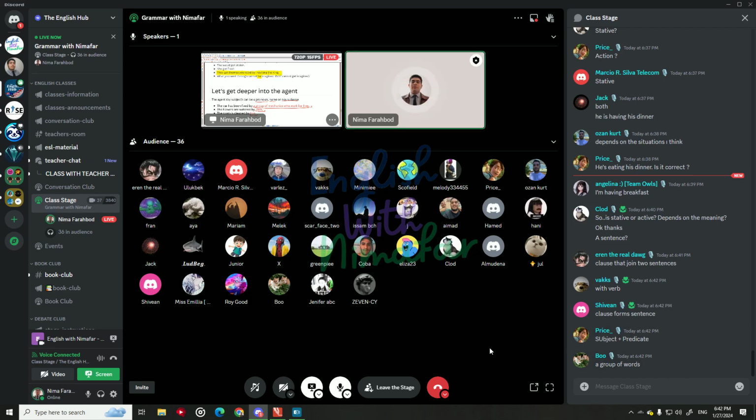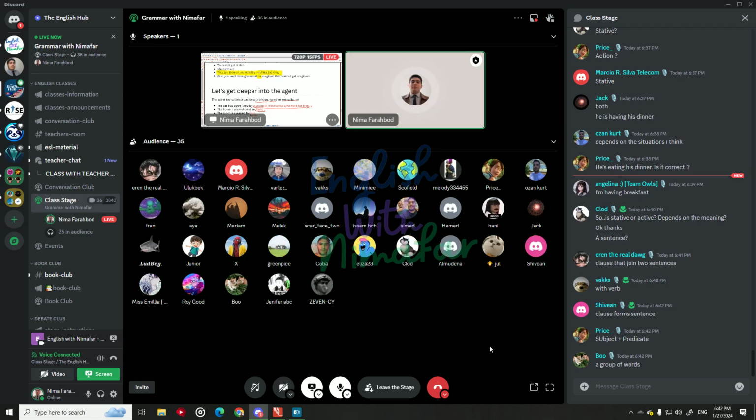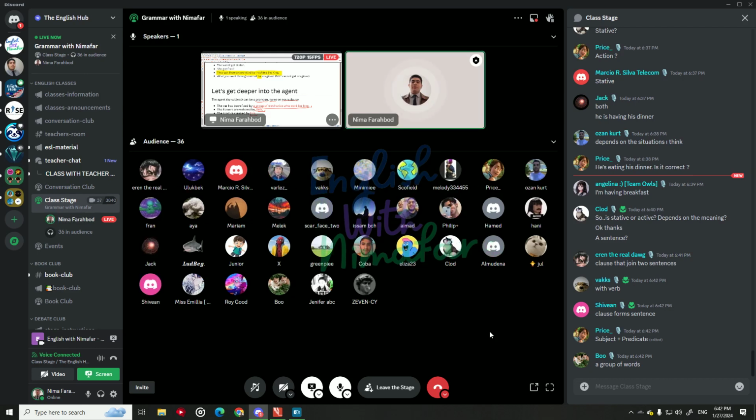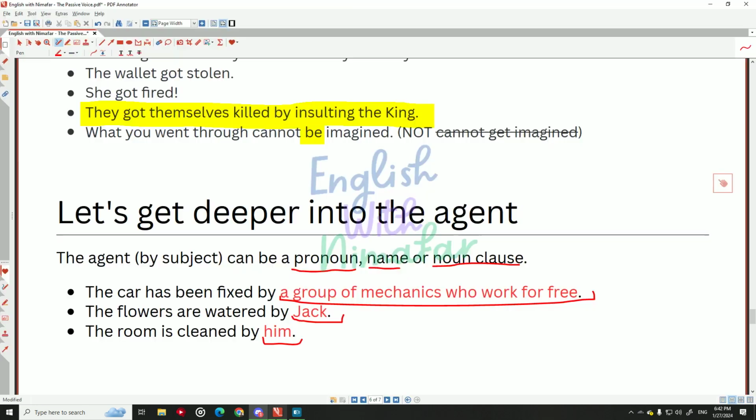So, actually, a clause consists of a subject and a verb. We can say that's a clause. Sometimes an object. Why? It depends on if it's transitive or intransitive. We've just talked about that. So subject plus verb plus object, we can say that's a clause. For example here, a group of mechanics, subject, who work for free. We have a clause here.